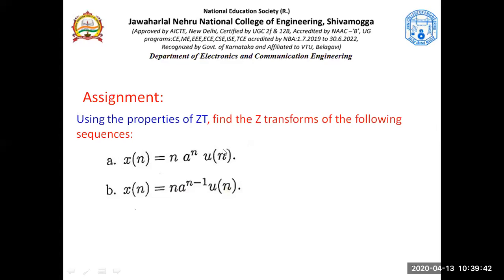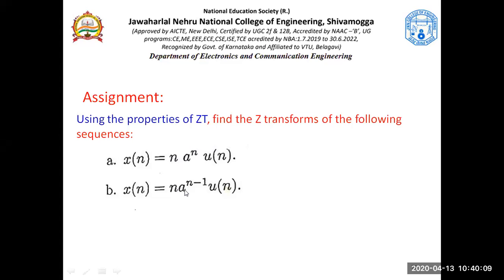What is the Z transform of a^n u of n? It is Z by Z minus a, the positive time exponential. So the positive time exponential is being multiplied by n. Understand that? Okay. So which property do you use? Since a signal is being multiplied by n, you will use the differentiation in Z domain property.